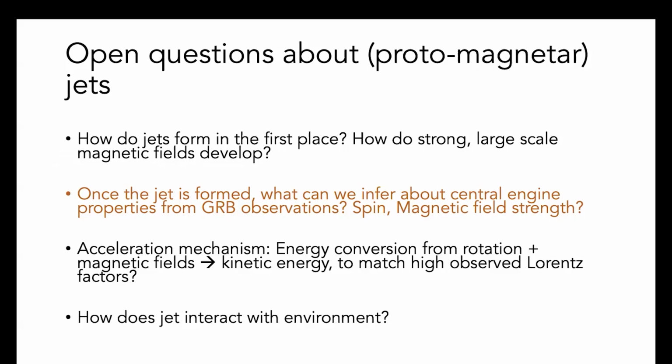and once the jet is formed, how do we connect? Once we get those ingredients, what do the outflows look like? How do we connect these outflows to the GRB observations? And from those, what can we say about the properties of the central engine, the spin, and the magnetic field?